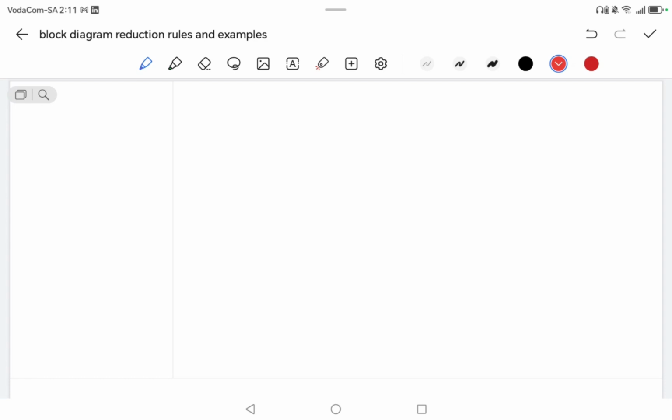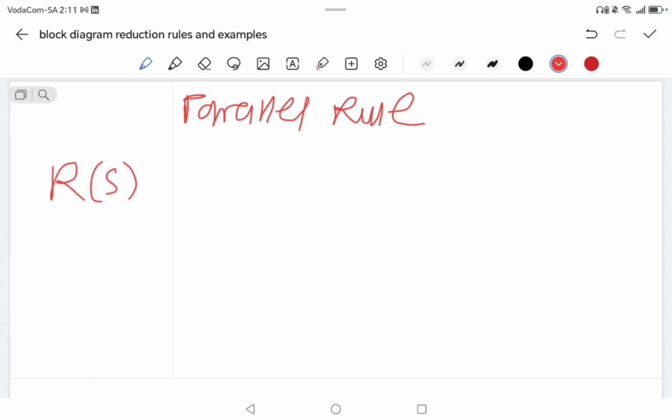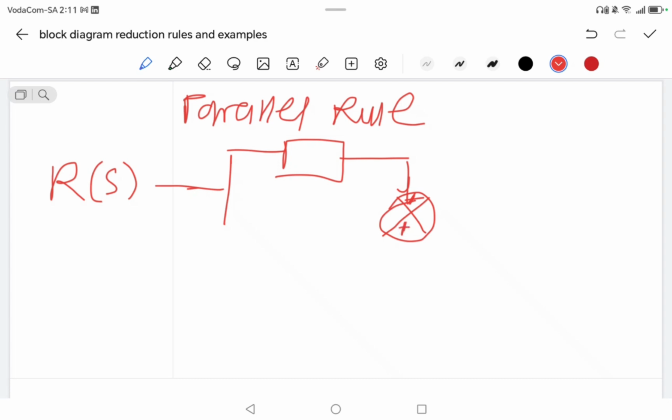Right, now we are going to the parallel. So that means it's the fourth rule. We're going to the parallel rule. When blocks are connected in parallel, that means their individual gains should be added, right? Now, R into this block, and then we have our gain here, and then we have our summation here, or adding, and of course we have our output, which is C, right?